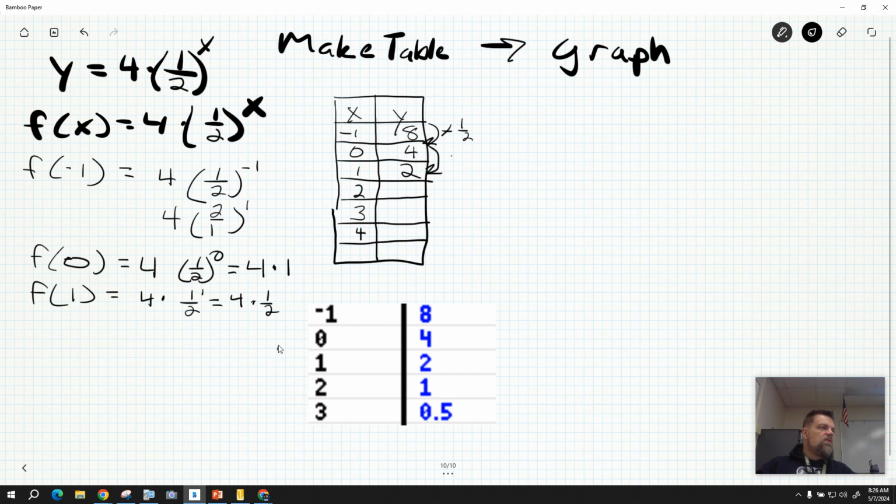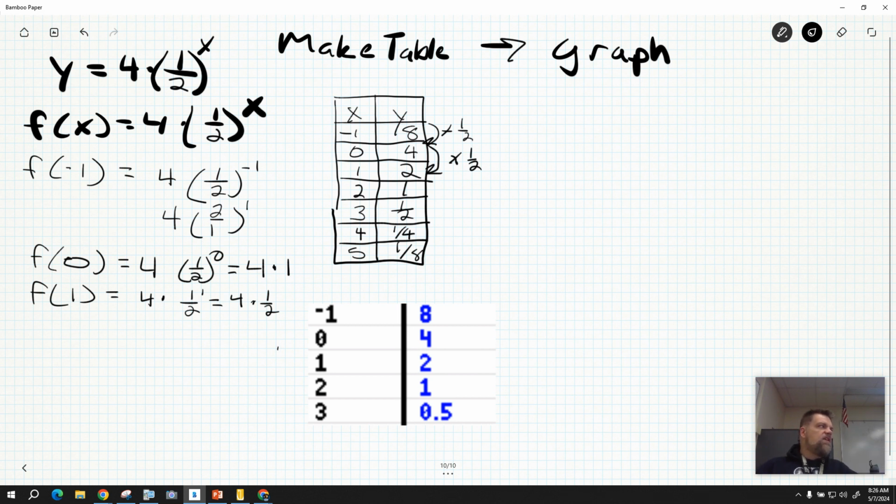Now another trick you could do is we're multiplying by 1/2. So what's 1/2 of 2? 1. What's 1/2 of 1? 1/2. What's 1/2 of 1/2? 1/4. What's 1/2 of that? 1/8. So this pattern of multiplying by 1/2 just occurs over and over.